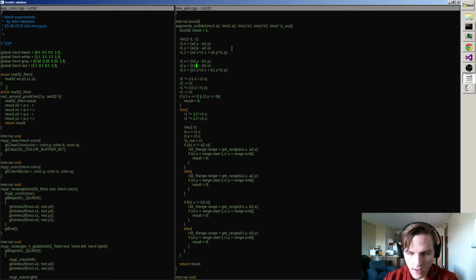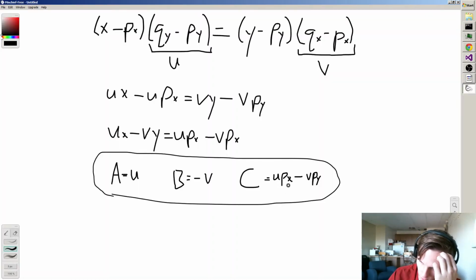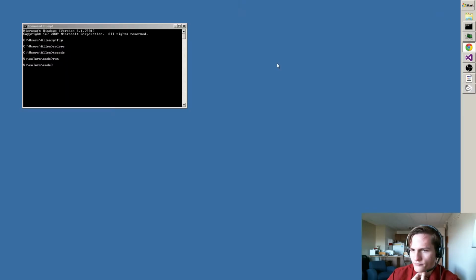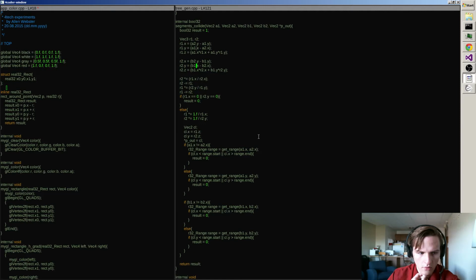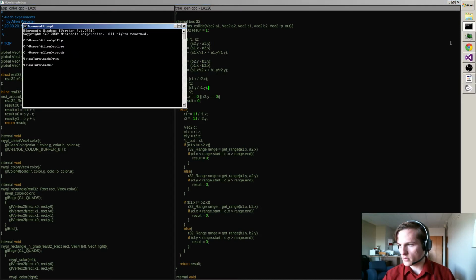And then I also want to ask, does my C add up? So C equals U px minus V py. So it's basically A times px plus B times py. A, yes. B, px, py. Yeah, that looks good. Alright, so let's see if that works, because maybe I've just solved the whole problem. Here we go.